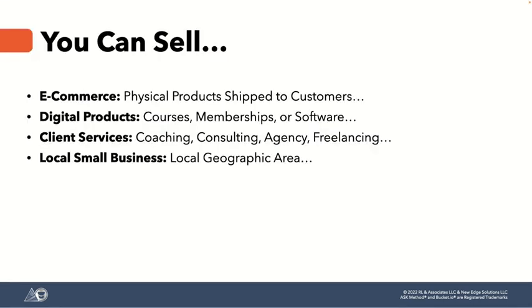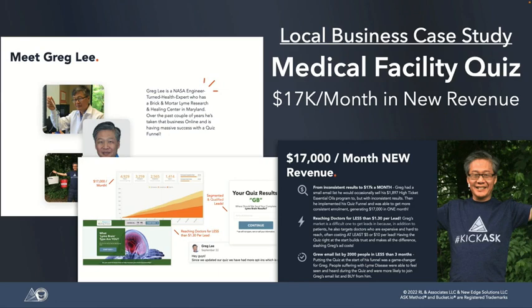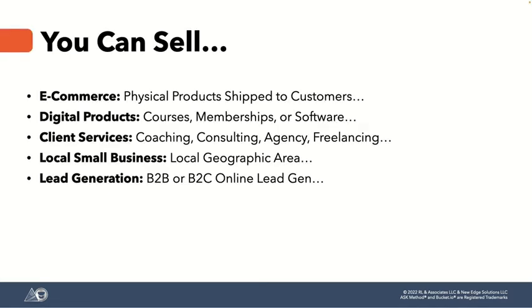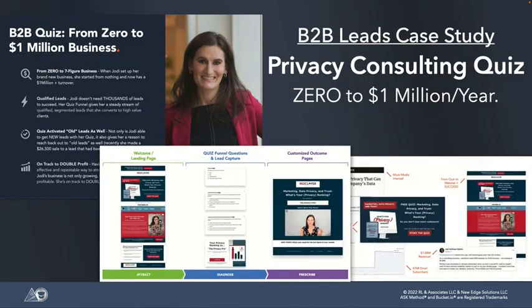We talked about local small businesses in local geographic areas in all corners of the world using quiz funnels. Like, for example, Greg Lee, who's a former NASA engineer who opened up his own medical facility helping people with Lyme disease, who uses a quiz funnel to generate over $17,000 a month in new revenue for his local brick and mortar business. We talked about lead generation, like, for example, in this case here, Jody Hoffman Daniels, who built a consulting business from scratch on the back of her quiz funnel, going from zero to over $1 million a year.